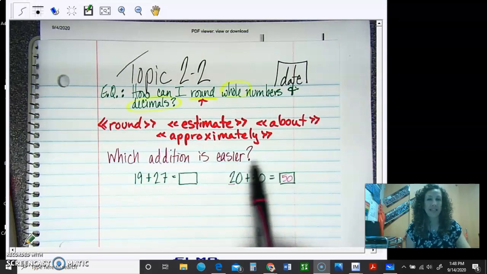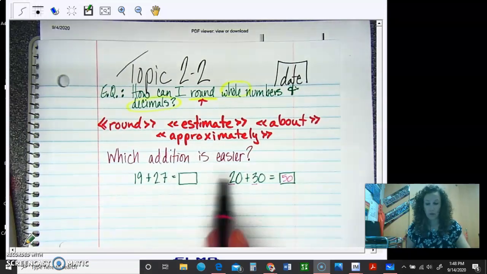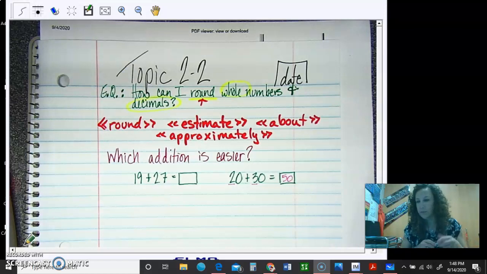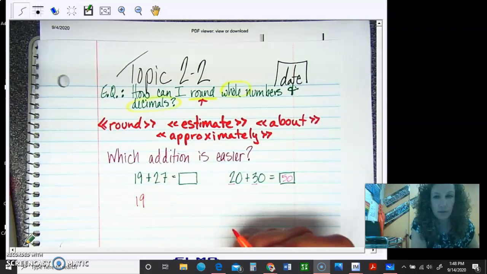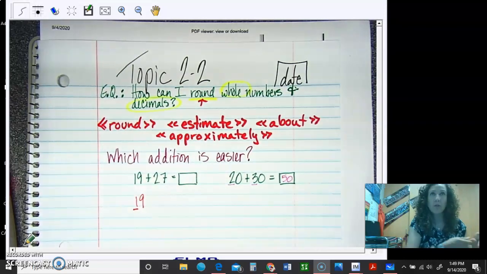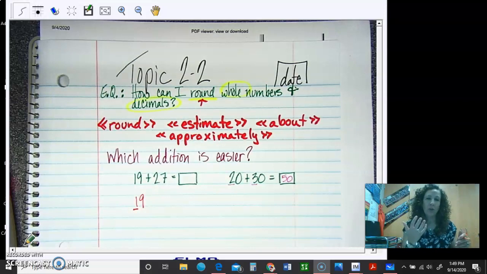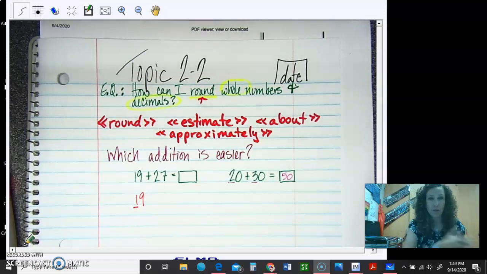This is the rounded version of this. Okay? So taking a look, with the 19, I looked at the 1. I'm going to be rounding. If it doesn't say, you need to choose to round to the nearest biggest number. So in 19, the tens column is the biggest number. So that's what we're going to round to.